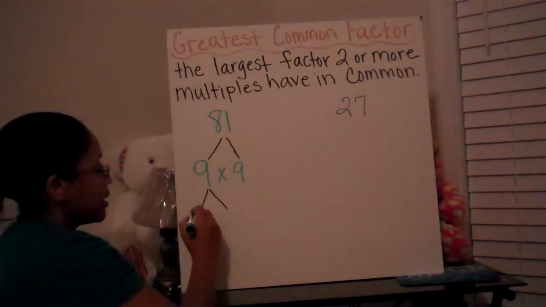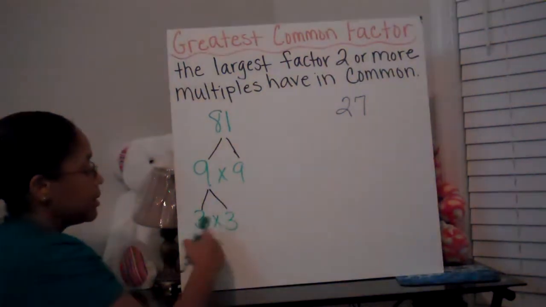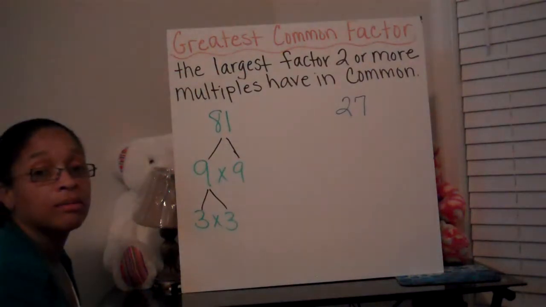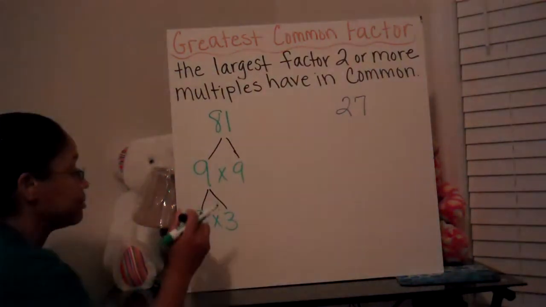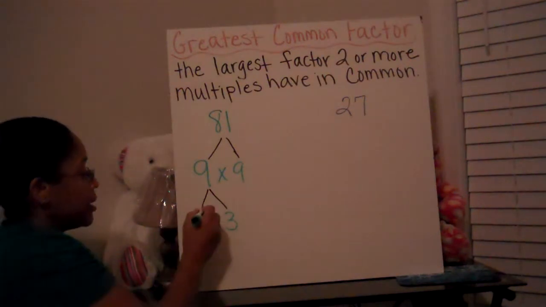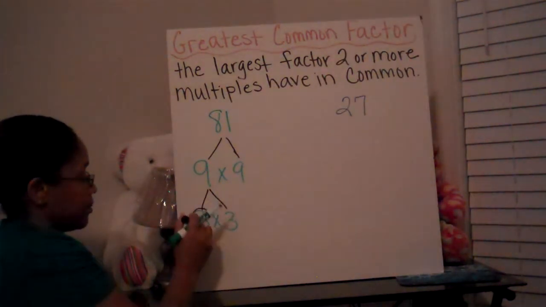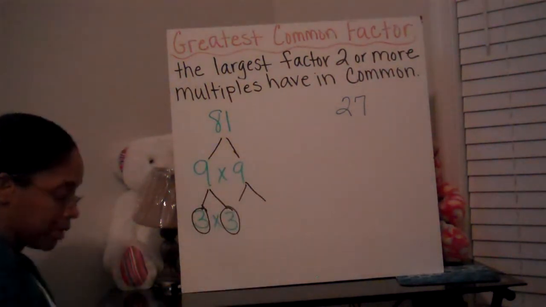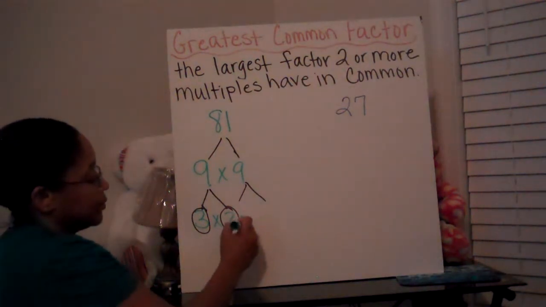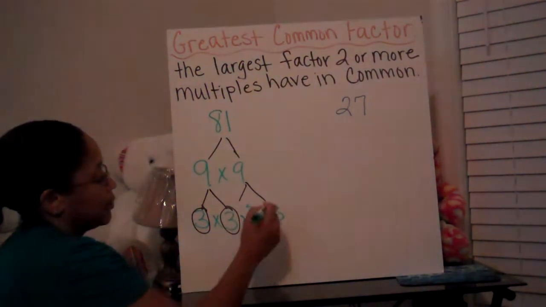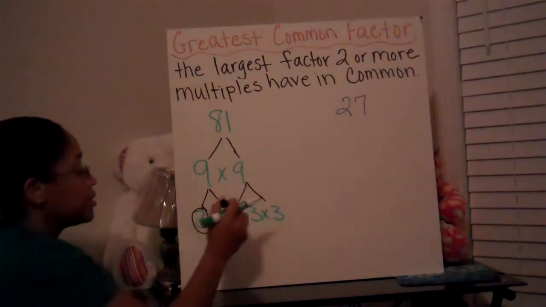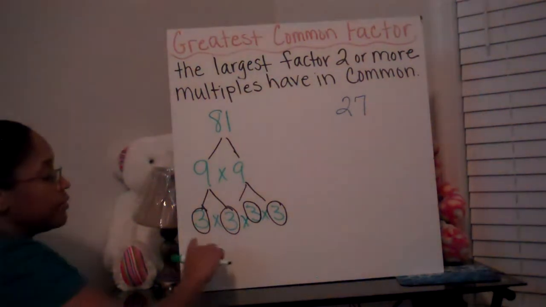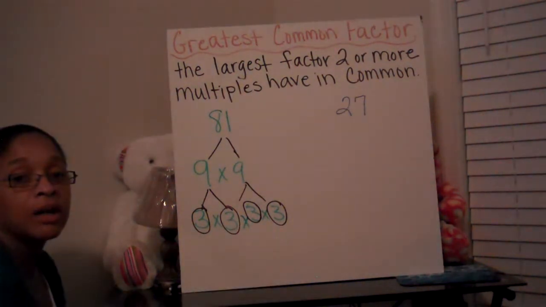And 3 times 3 makes 9. So I'm going to put 3 times 3. And then I'm going to decide if these numbers are prime or composite. Well, 3's are prime numbers, so I'm going to circle them, just in black. And then I'm going to decompose that other 9 and break it down. And once again, the 3's are prime, so I'm going to circle them to show that they cannot be further decomposed. Now, since all of these numbers are prime and can't be further broken down, I am done.